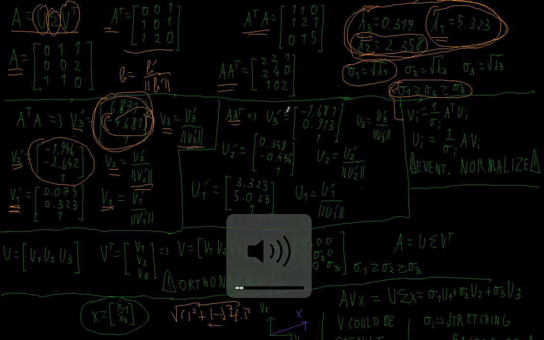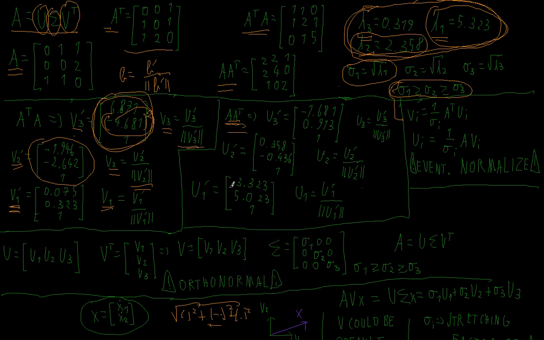Anyway, now we can do the same thing for A transpose. So we get that U sub 1 prime is equal to 3.323, 5.023, and 1. And again, U sub 1 will be the normalized version, so this vector divided by its norm, the square root of 3.323 squared plus 5.023 squared plus 1 squared. Same thing for U sub 2. U sub 2 prime is 0.358, minus 0.436, and 1. And so U sub 2 will be U sub 2 prime divided by its length, the square root of 0.358 squared plus negative 0.436 squared plus 1 squared.